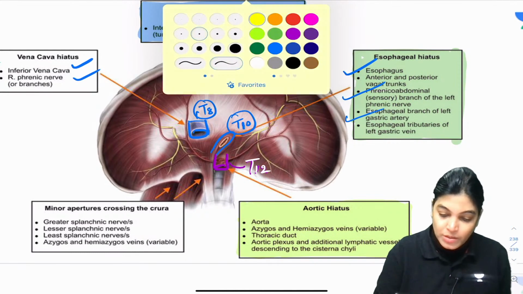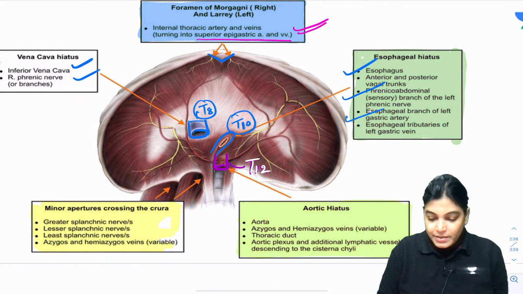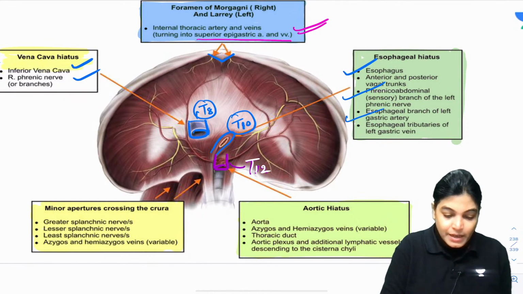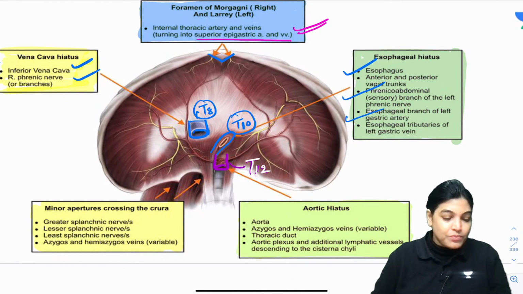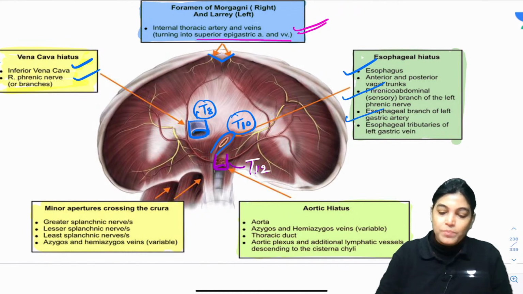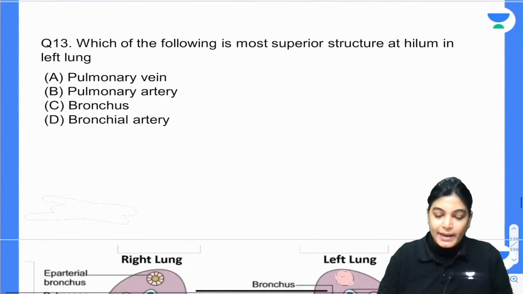So let's talk about the minor opening. The minor apertures are there in the crura of the diaphragm, through which the greater, lesser and least splanchnic nerves are passing. The inferior vena cava and right phrenic nerve pass at the level of T8. So quickly we have revised. For your competitive exam, FMGE June 2022 session, it is important that you revise all the openings of the diaphragm. It has been asked many times in previous years. Let's move on to the next.